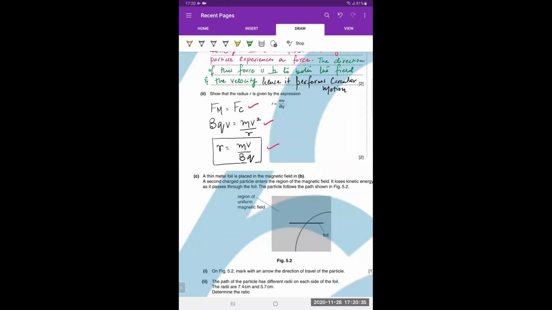Do we mention the term centripetal force? It's up to you. All the wordings above should be there. For 2 marks, this is what they want. If this were a 3-mark question, then there would be an extra mark for centripetal force. Otherwise, no.